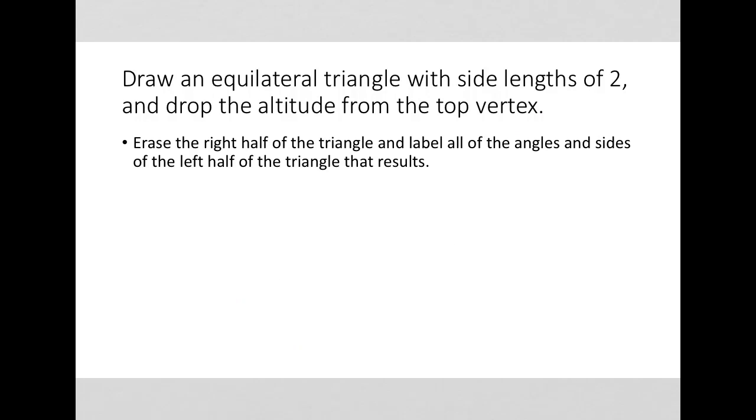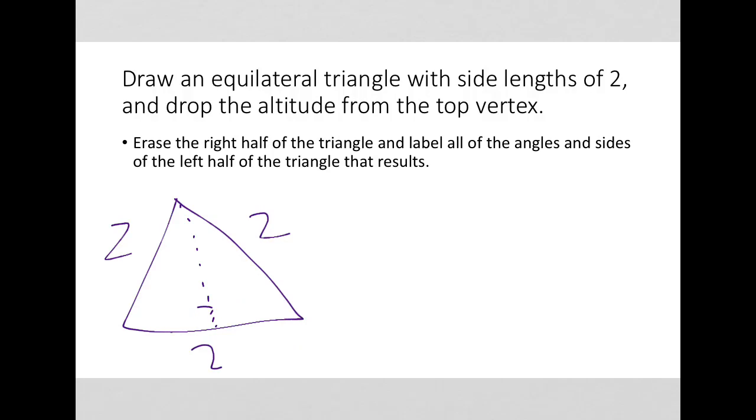Well, let's draw an equilateral triangle with side lengths of 2. Let's drop that altitude down. A special consequence of dropping an altitude in an equilateral triangle like this is that it will split the side in half. So if we focus on just the left half of this triangle, we have a right angle there because it was dropped down. This side is still 2. This side was split in half, so it's 1.